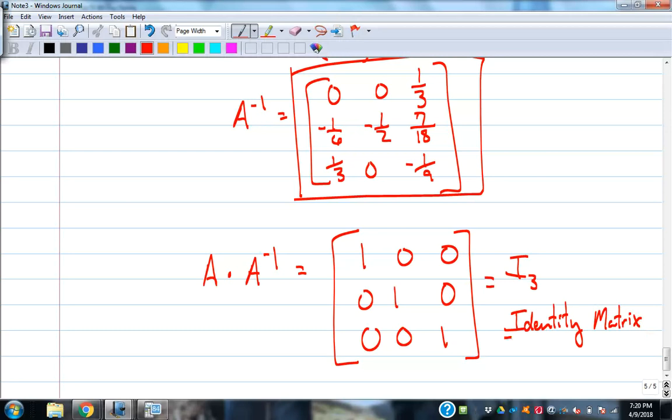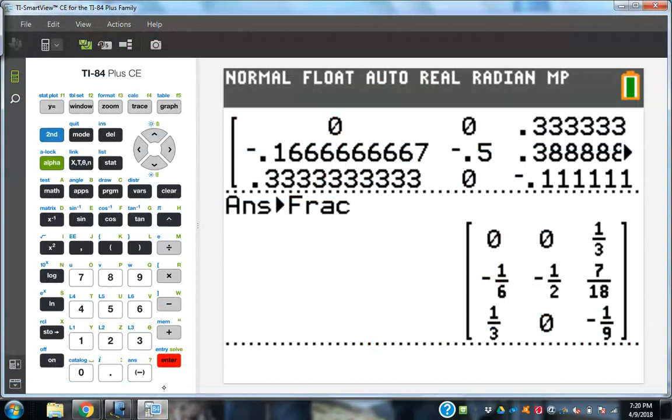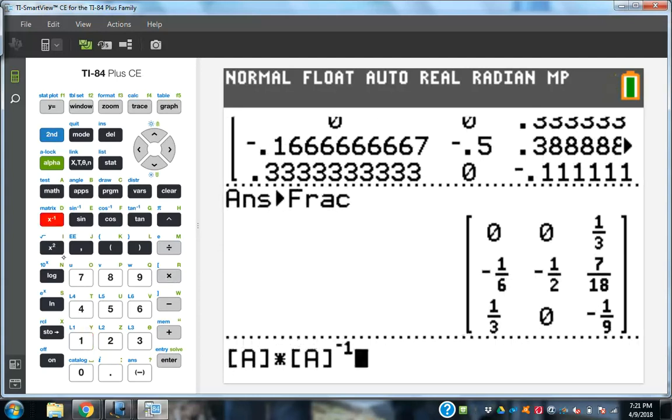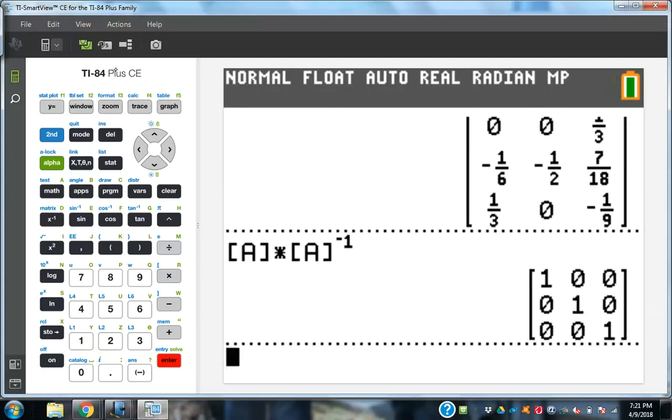All this is theory stuff that you really don't have to know, but maybe it helps things stick if you know a little bit more than what you have to. So if I hit matrix A times matrix A inverse, there I got the identity matrix, the I3 matrix, which is a 3x3 matrix with all ones in that main diagonal.